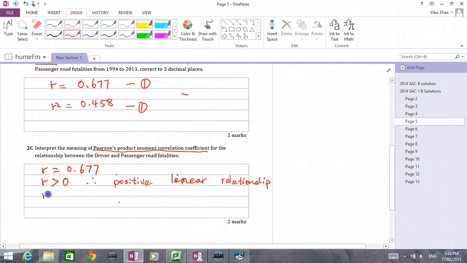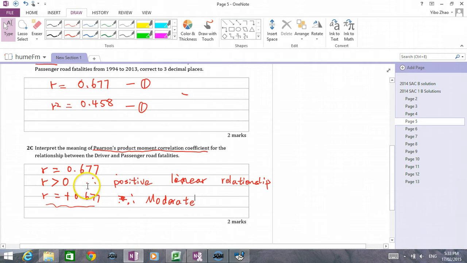Then R is positive 0.677. So this tells me it is moderate. It is a moderate positive linear relationship. Because remember, the closer the R value is to 1, the stronger it is. If I have 0.99 or 0.91, it is strong. If I have 0.2, 0.3, it is weak.